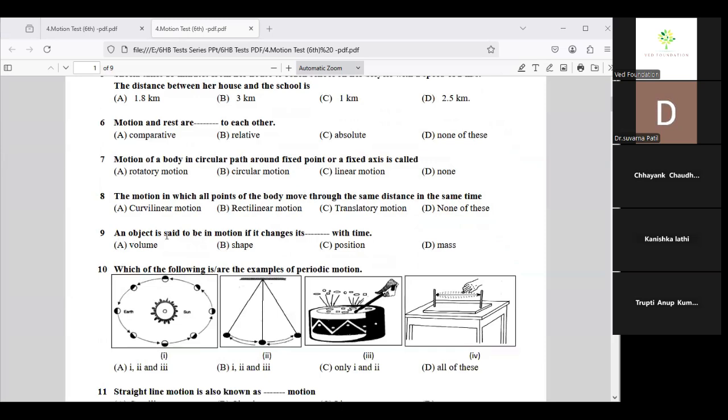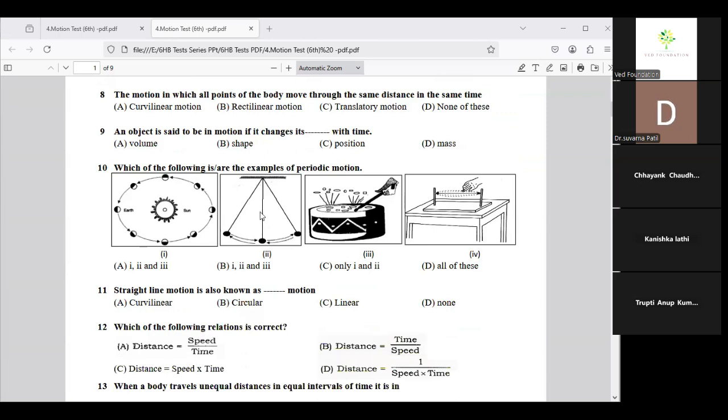9. An object is said to be in motion if it changes its dash dash with respect to time. And the options are A, volume, B, shape, C, position, and D, mass. The correct answer is position, option C. An object is said to be in motion if it changes its position with time.